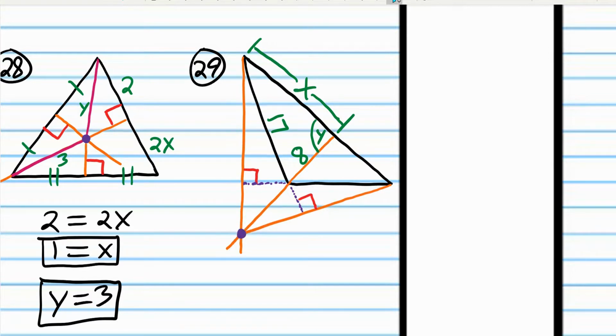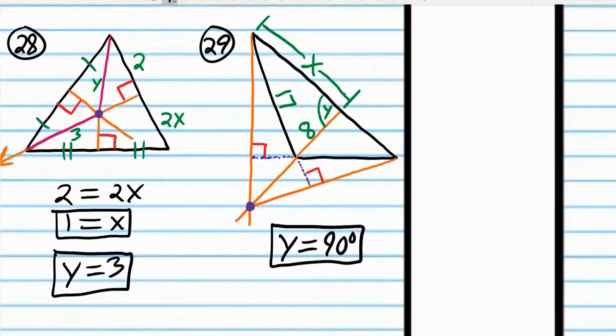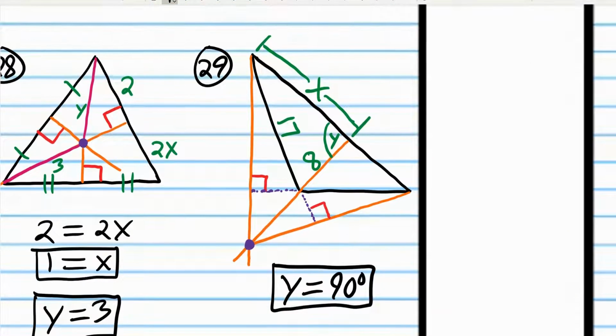Now, because this segment goes through this vertex and through the orthocenter, that means that this must be a segment containing the altitude also, so this must be a 90-degree angle. So y is 90 degrees. And you don't have to think about this every time you do the problem. You just have to use logic. So now this is a 90-degree angle. Or excuse me, this is a right triangle.